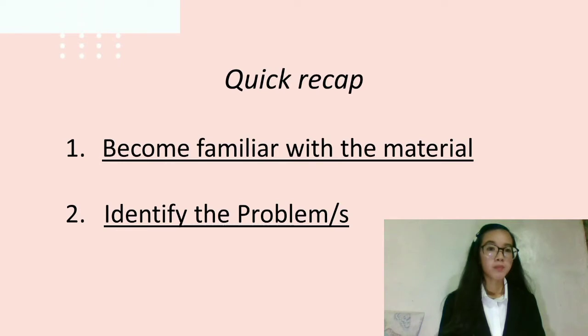So before we finally end, let us have a very quick recap. So the two of the several steps to conduct case analysis that I have discussed are the following. First, to become familiar with the material. Second, to identify the problem or the problems. So the other steps will be discussed by the next reporter.